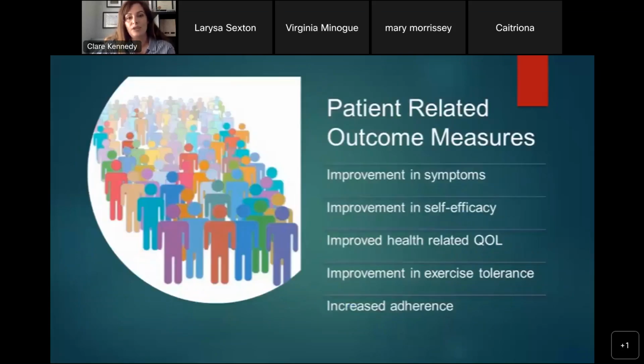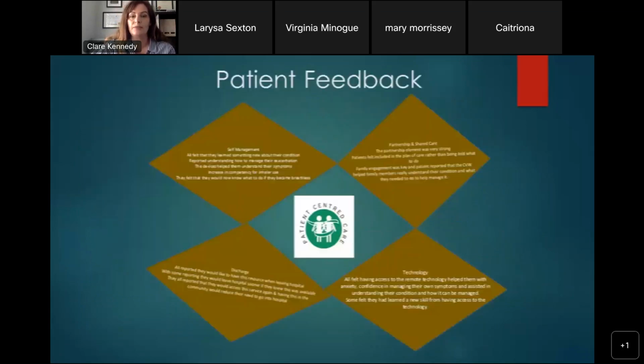In terms of patient-related outcome measures, there was improvement in symptoms, self-efficacy, reports of improvements in quality of life, improvements in exercise tolerance, and there was evidence of increased adherence. Patient feedback was excellent. They felt that in terms of self-management, they'd all learned something new about their condition. That partnership approach and that shared care approach was received very well.